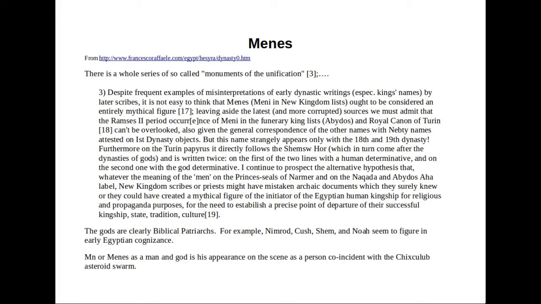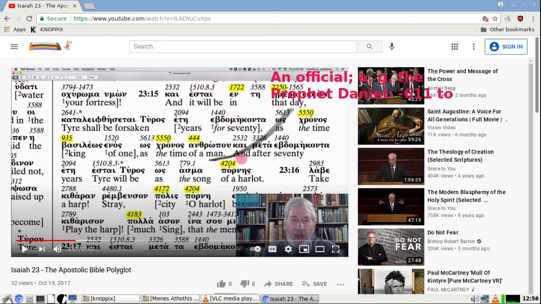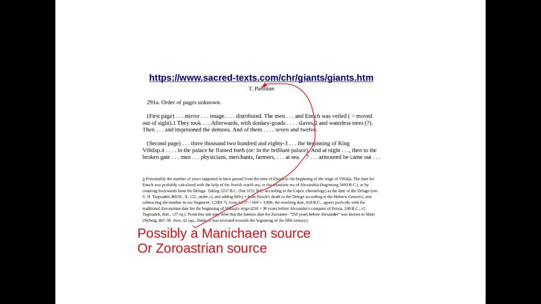Interestingly, the Greek word chronos is used in Isaiah 23:15. Mistranslated in the New International Version, NIV, as quote 15, at that time Tyre will be forgotten for 70 years, the span of a king's life. But at the end of these 70 years, it will happen to Tyre as in the Song of the Prostitute, unquote. We should read it as the span of a king's time or reign.